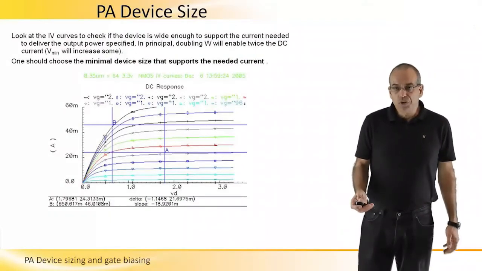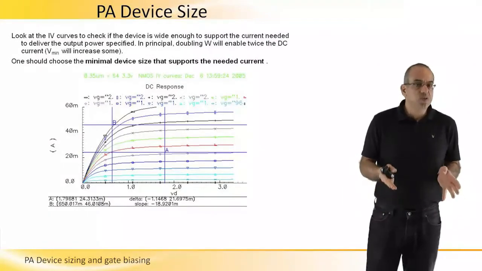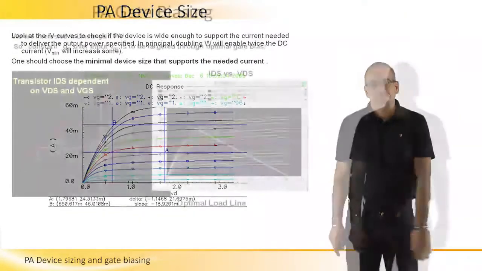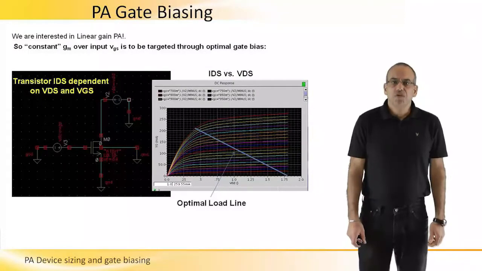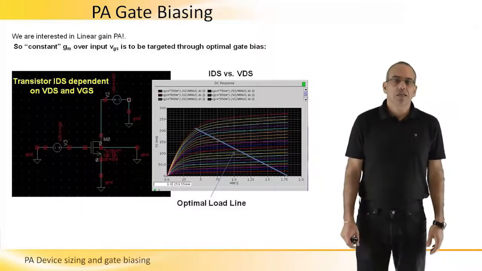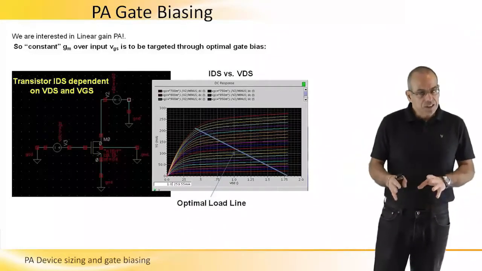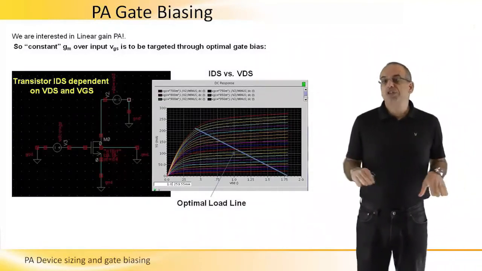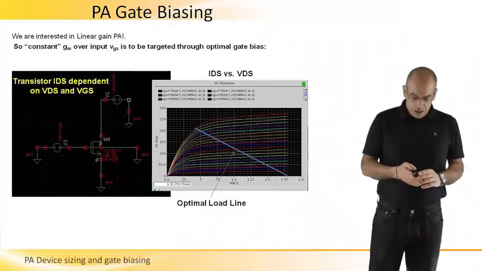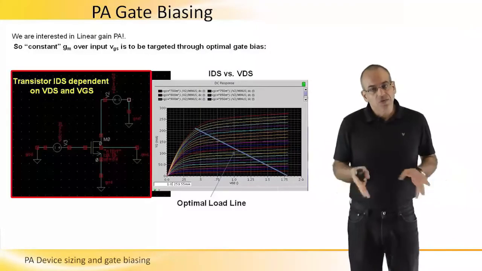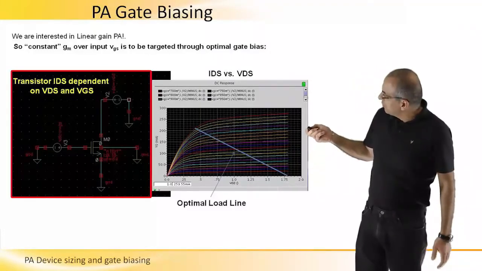As a rule of thumb, we will usually try to choose the smallest transistor we can that is able to drive the current that we need. We have mentioned before that we are designing a linear PA, Class A PA, and we have mentioned, we didn't explain it that much, that GM needs to be constant over the input VGS range. So here we have a common source transistor. We already chose the size of the transistor such that it will be able to drive the currents that we need.